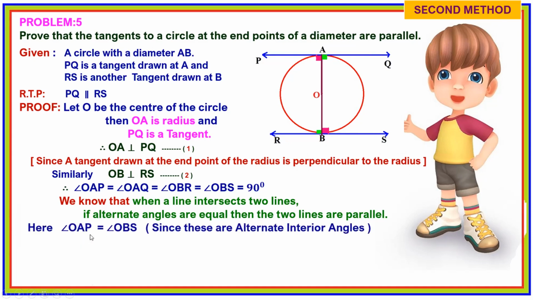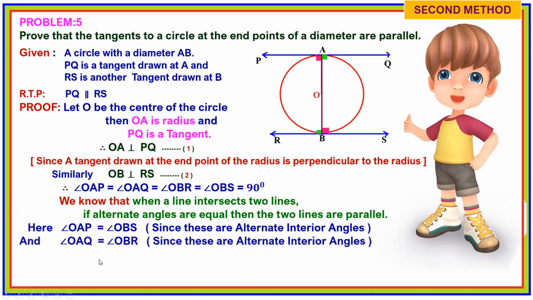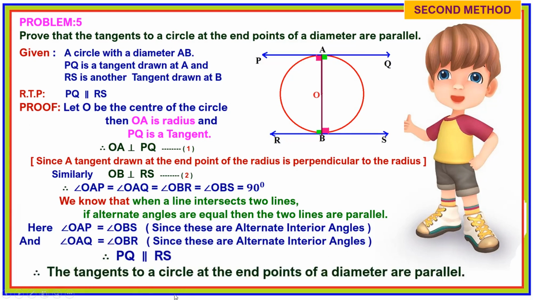Here, angle OAP is equal to angle OBS, since these are alternate interior angles. Angle OAQ is equal to angle OBR, since these are alternate interior angles. Therefore, PQ is parallel to RS. The tangents to a circle at endpoints of a diameter are parallel.